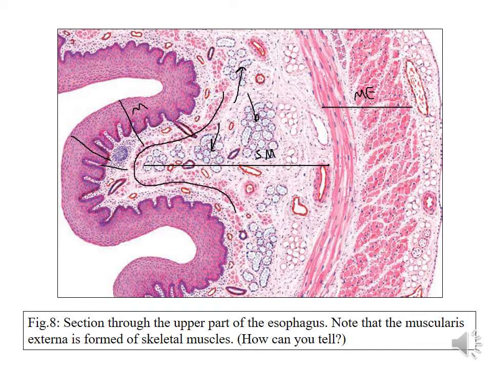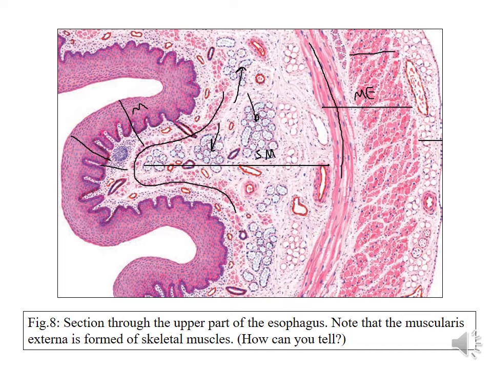The muscularis externa of the esophagus is formed of an inner circular layer and an outer longitudinal layer. This is the outer longitudinal layer. Finally, the outermost layer of the esophagus is connective tissue adventitia. Now, this image is actually of the upper part of the esophagus. In this part of the esophagus, the muscularis externa is formed of skeletal muscles. And how do I recognize that in the image of the slide?